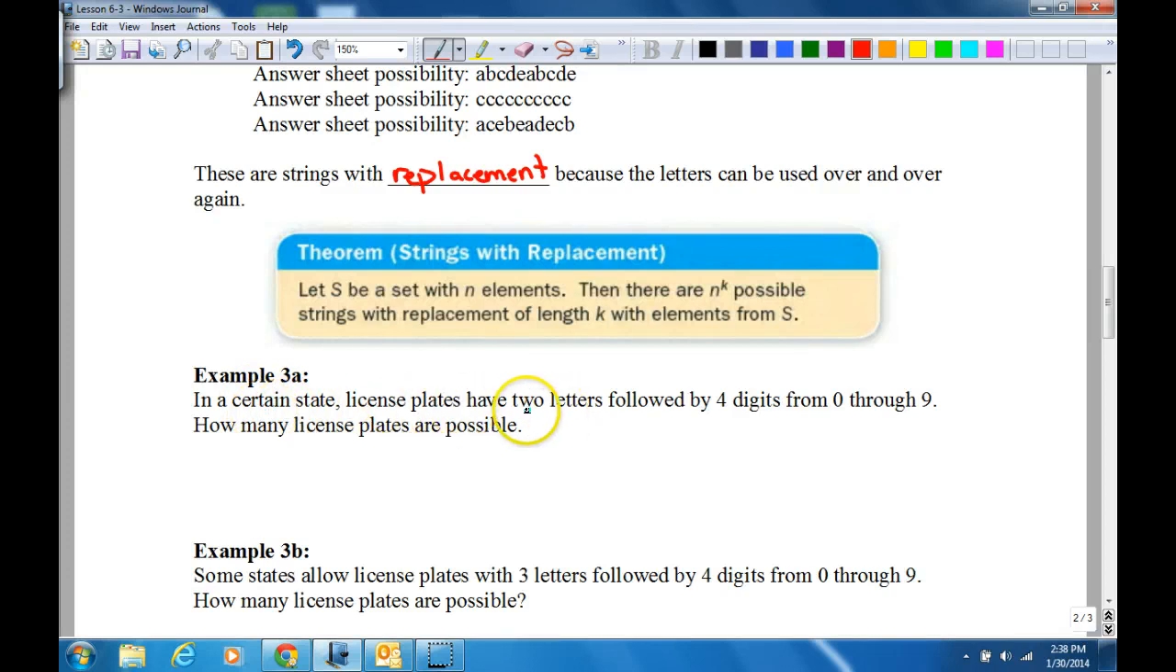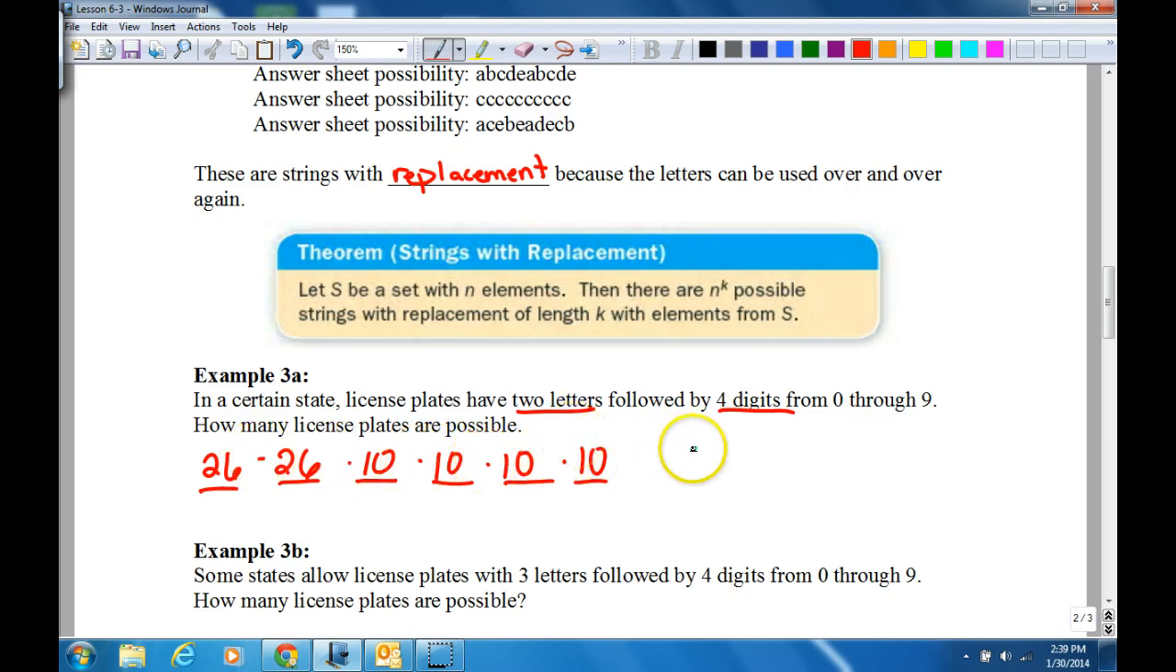We have a license plate with 2 letters followed by 4 digits, okay? So, yes, we have 6 slots. How many possible letters do we have? 26. So there's 2 letters with 26 possibilities. How many digits do we have? 10. There's 4 slots with 10 possibilities in it. So what you're doing is actually multiplying all these out. So it'd be 26 to the second times 10 to the fourth, which ends up being 175,760,000.